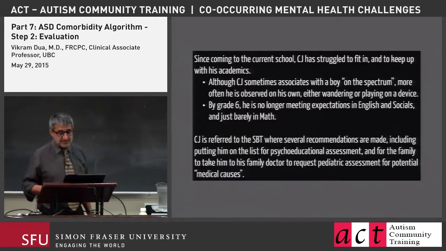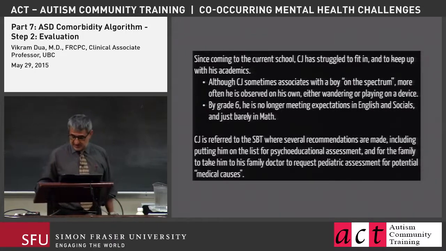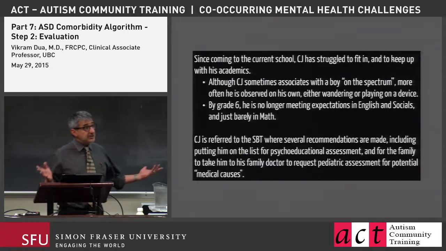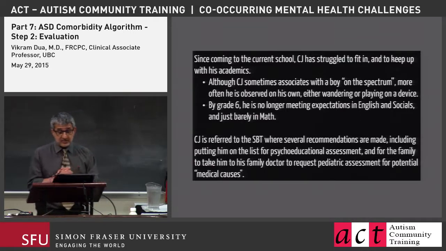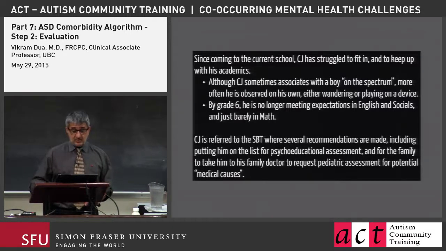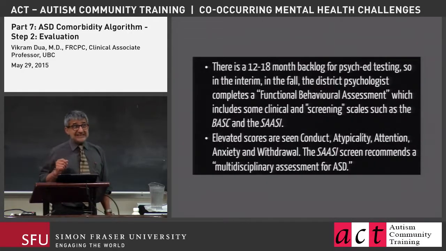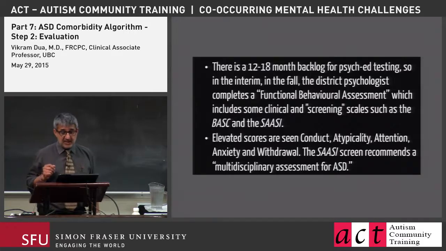And in grade 6, he's barely meeting expectations in English and socials, or he's not meeting expectations in English, socials, and barely in math. So CJ gets referred to the school-based team. Several recommendations are made, including putting him on the list for psychoeducational assessment through the school district, and for the family to take him to a physician to get a review to rule out any potential, quote-unquote, medical causes for his difficulties. The school discovers there's at least a 12-month, perhaps 18-month backlog for psych ed testing, so they're not going to get that anytime quick.